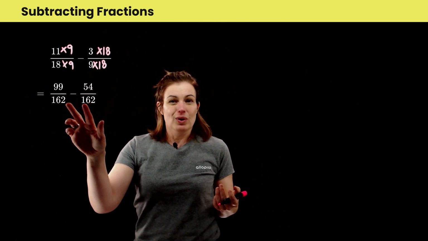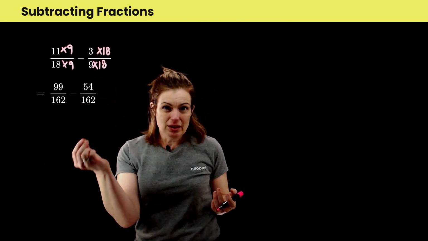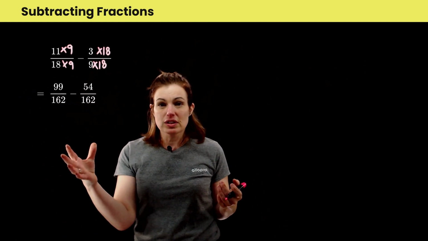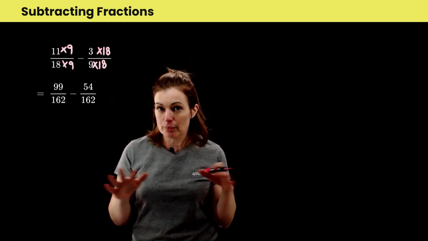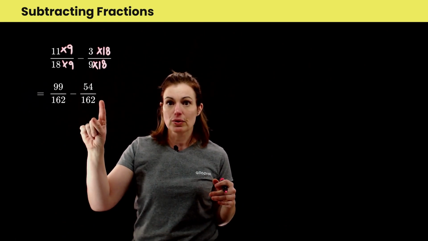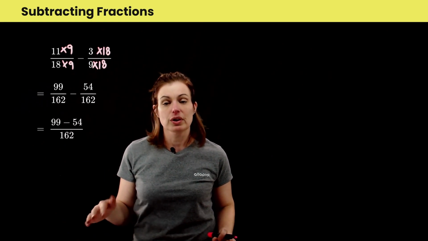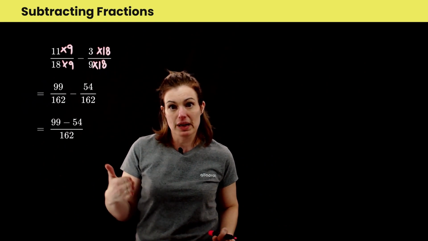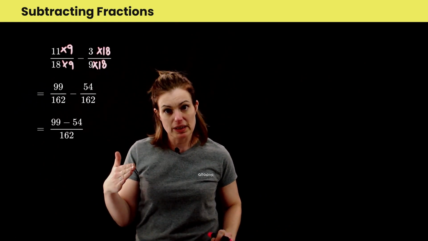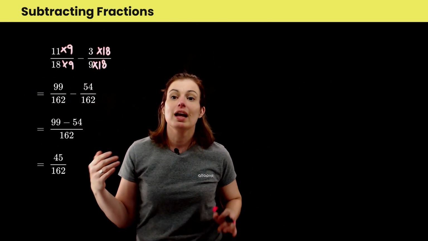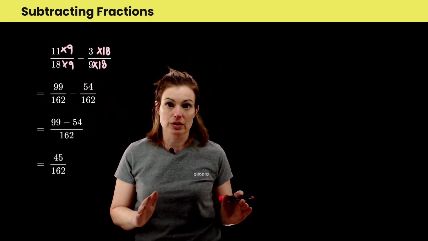Now here I don't want to subtract those denominators, because 162 minus 162 would give me 0, and that is completely incorrect. So I'm going to focus on the numerators. We're going to subtract 99 minus 54 over 162, and that's going to give us 45 over 162.